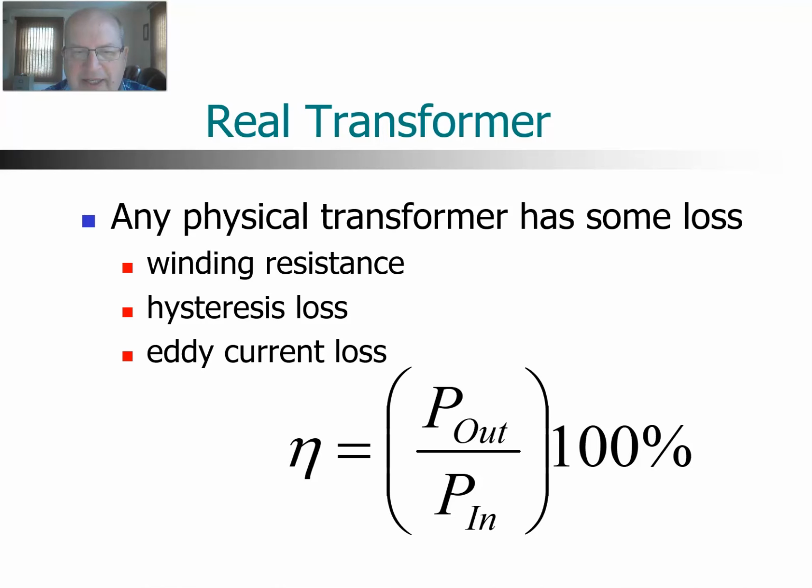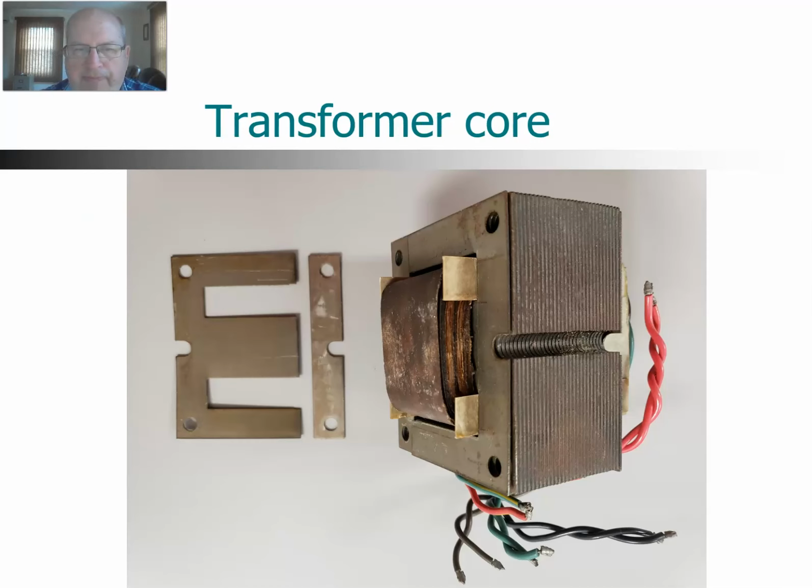And all this leads to some efficiency factor. Efficiency is power out divided by power in, expressed as a percentage. And we abbreviate that with the Greek letter nu. That is the efficiency of the transformer. We mentioned eddy currents.